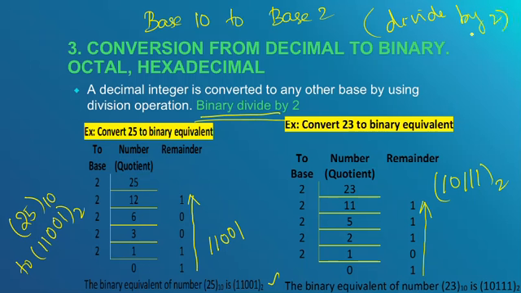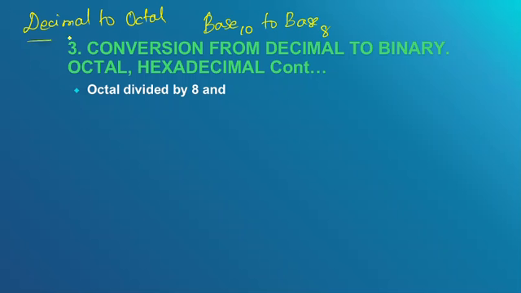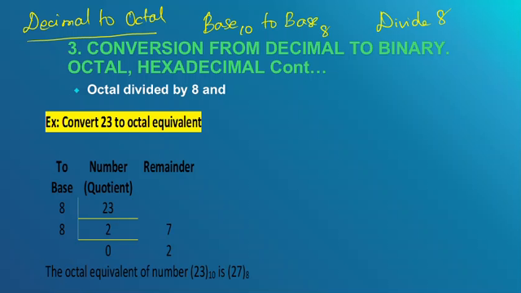Next is how a decimal can be converted into octal, that is from base 10 to base 8. That is decimal to octal conversion. What you are going to do is divide by 8. Let us see the same example, 23. I want to convert decimal 23 to its octal equivalent. So 23 will be divided by 8.